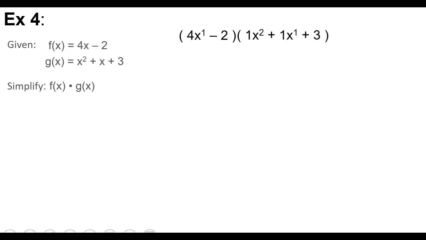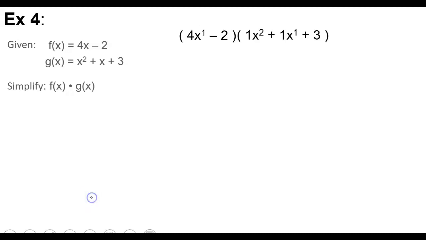Okay, so you can write it out like that if you want to. But we are going to do the same idea. This first term times all 3 of these, and then this second term times all 3 of these. You're going to end up with 6 different terms, and then you're going to combine the like terms.